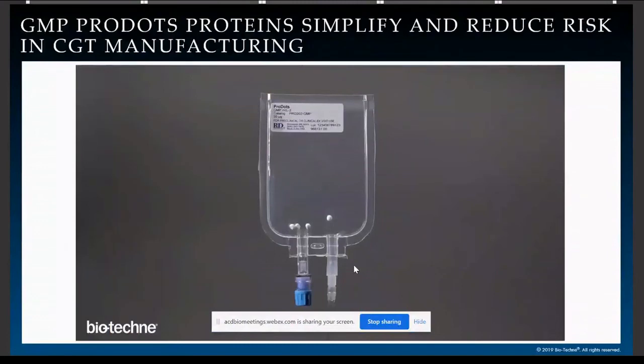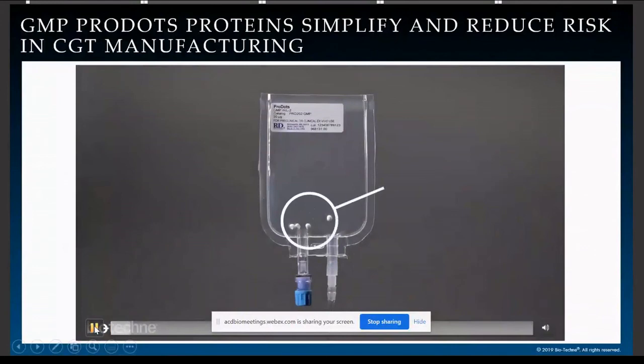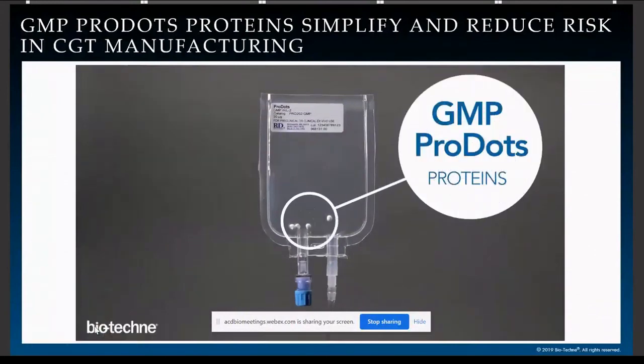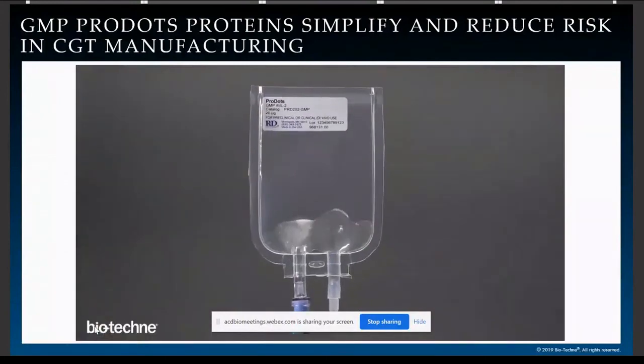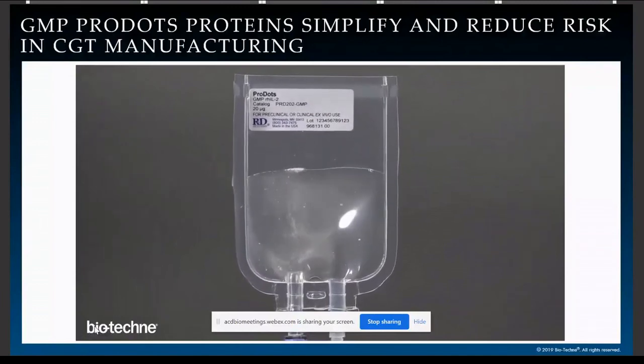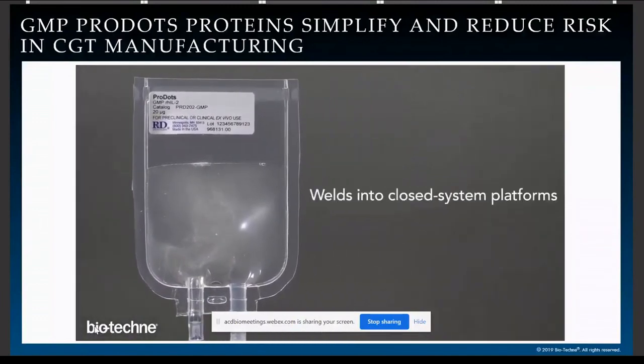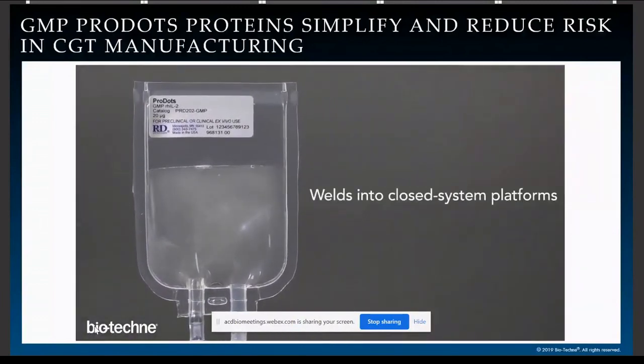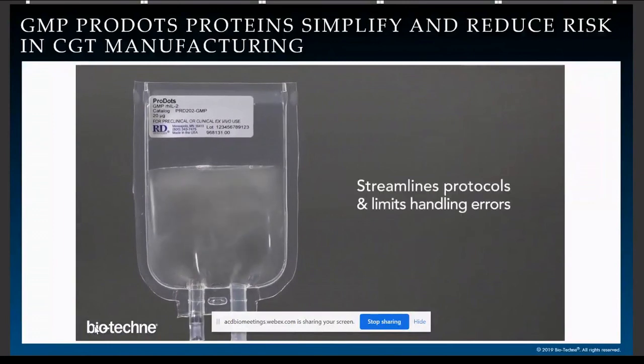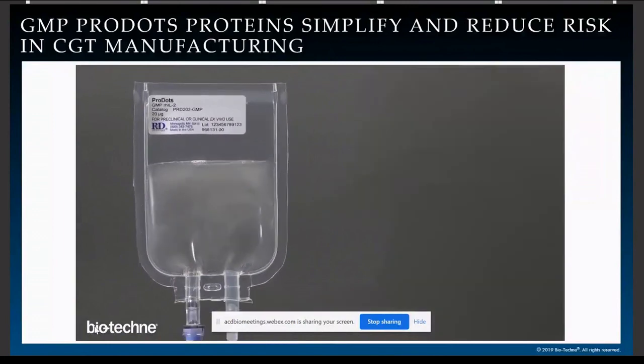So I just want to show a short video on how the proteins here dissolve rapidly. So we're adding in media. I'll just let you watch for a minute. So you can see that the media dissolves the protein within a minute. We see complete reconstitution.